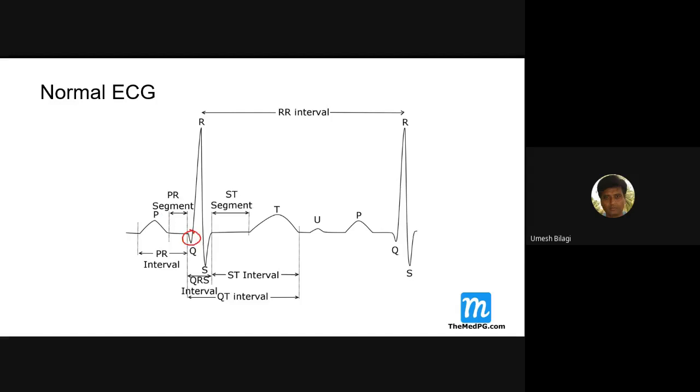Then we have the Q wave, R wave, and S wave. The whole thing, that is QRS, we call a complex. The QRS complex is due to ventricular depolarization. Then we have the T wave. This T wave is due to ventricular repolarization.